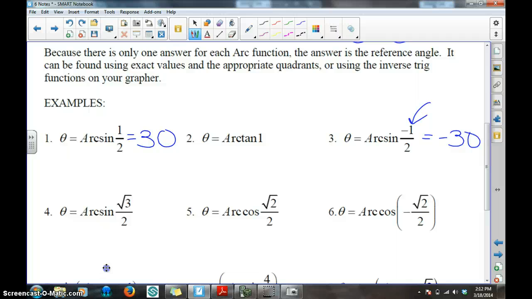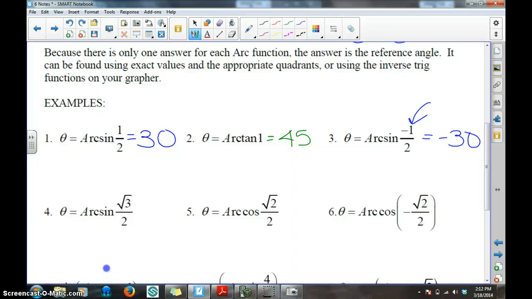If I go to do number 2, the arc tan of 1, I could do it in my head by saying, I know my answer is going to be in the first quadrant, and I know the angle whose tangent is 1 is a 45. And if I were to type arc tan of 1, my calculator would corroborate that. Still good?